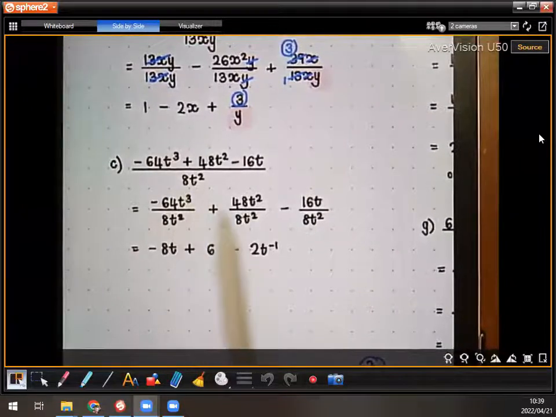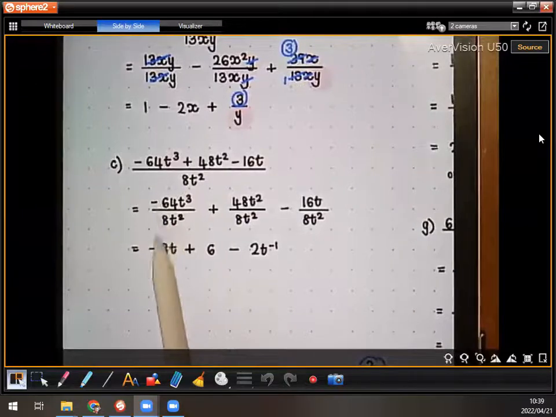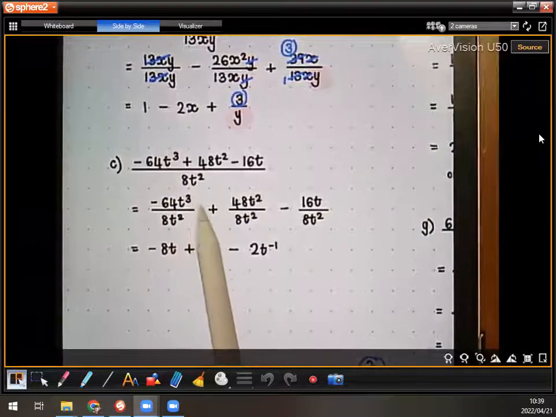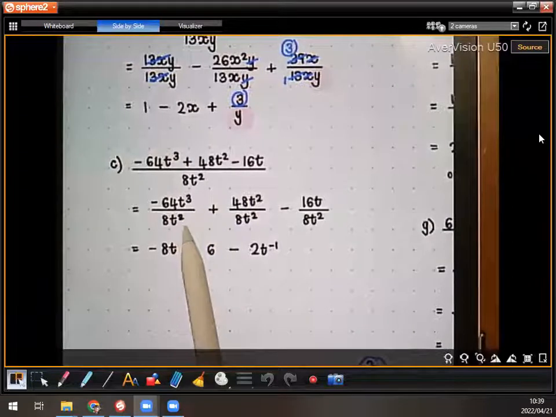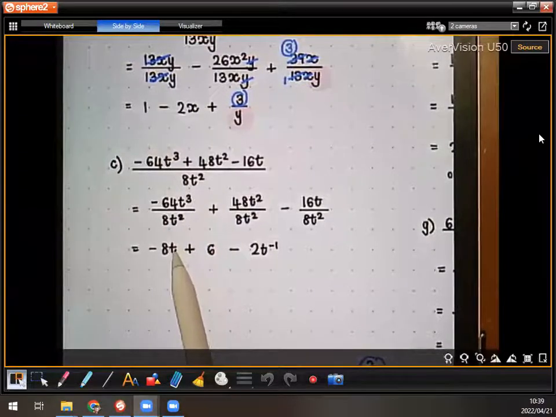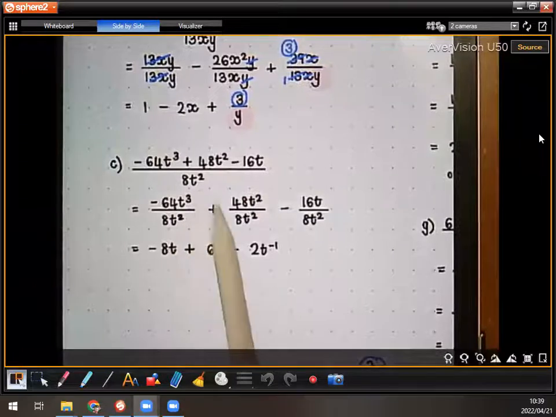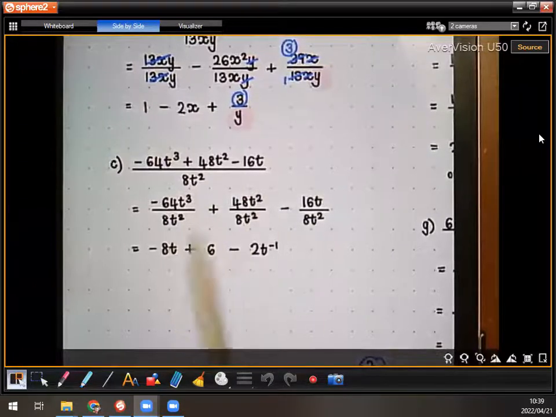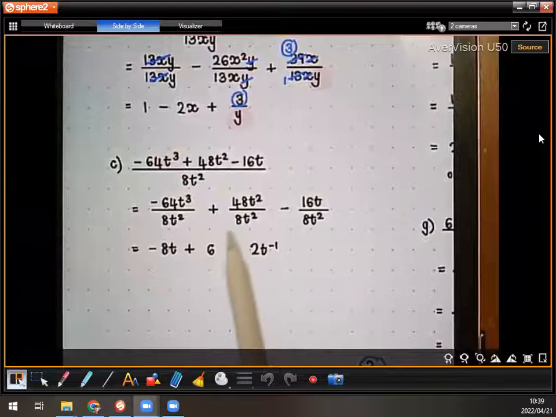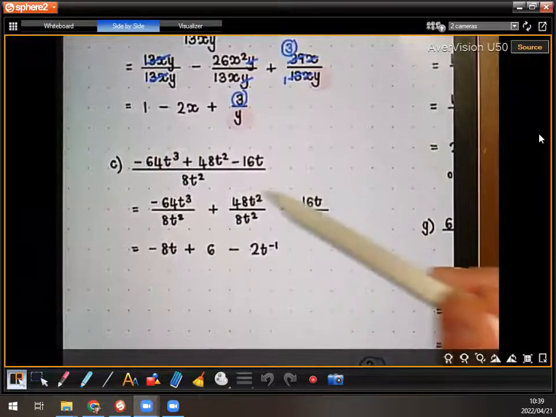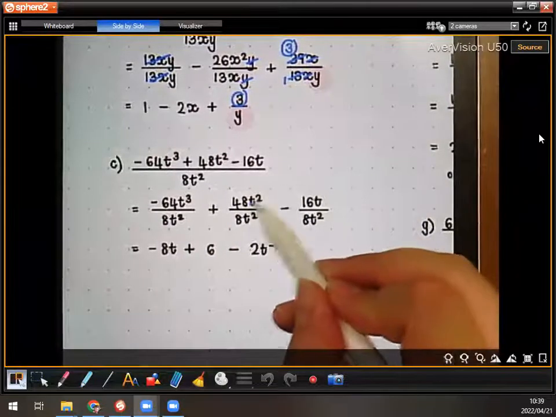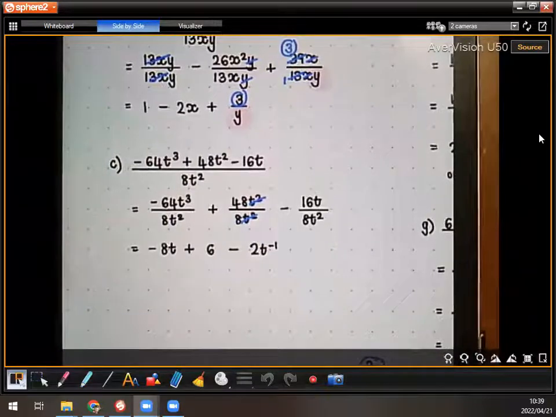All right, 64 divided by 8 is 8, and it's a negative, right? A negative divided by positive is negative. T cubed divided by t squared is t to the 1. So 3 minus 2 for that exponent there. Then plus 48 divided by 8 is 6. The t squareds can actually cancel out, right? You have the same thing at the top and the bottom.